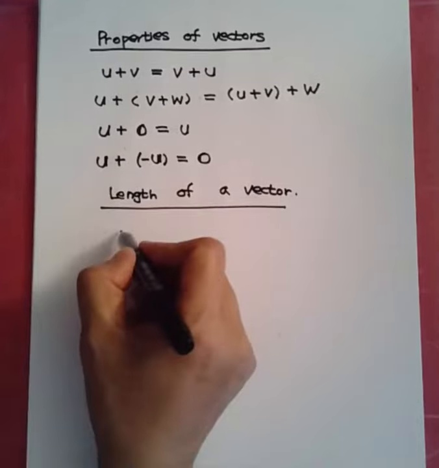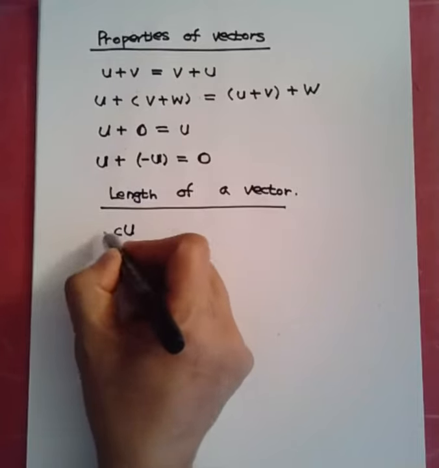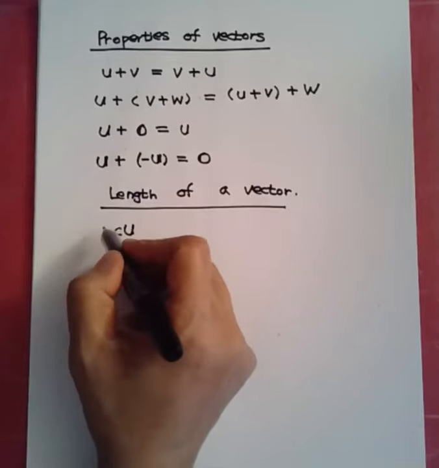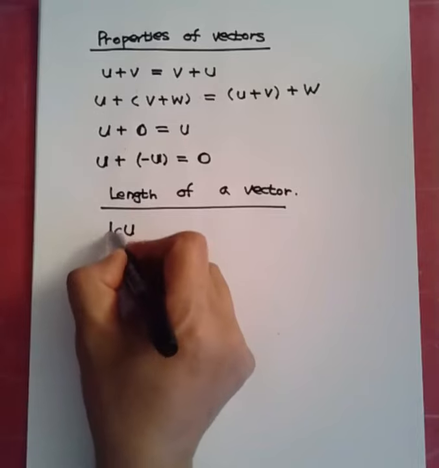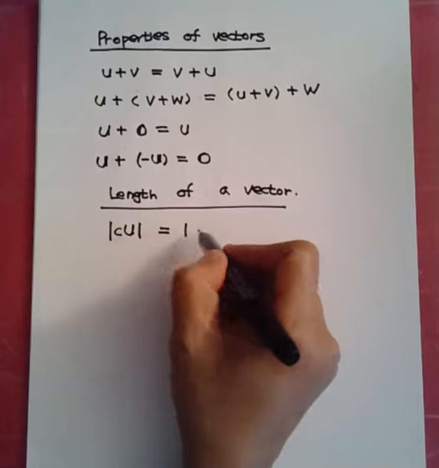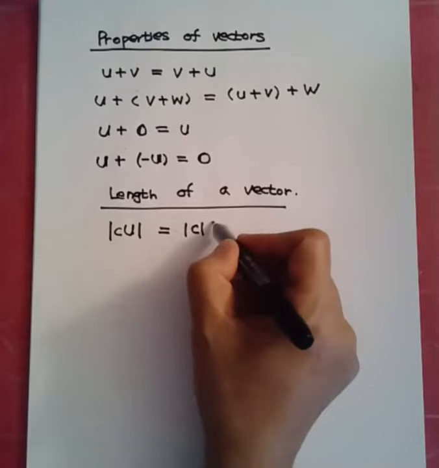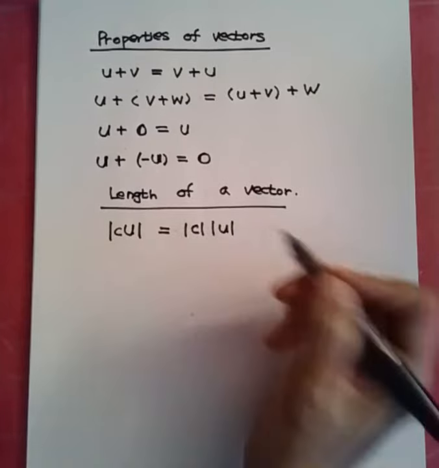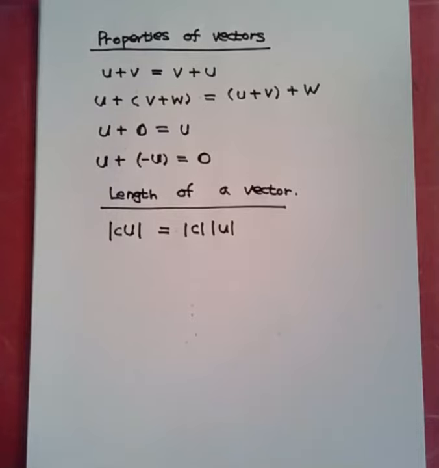We also learned about scalar multiplication of the vector. If we think about the length of that vector, then it equals the absolute value of c times the length of u.